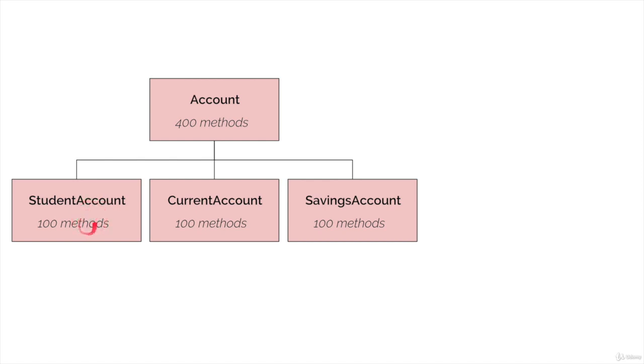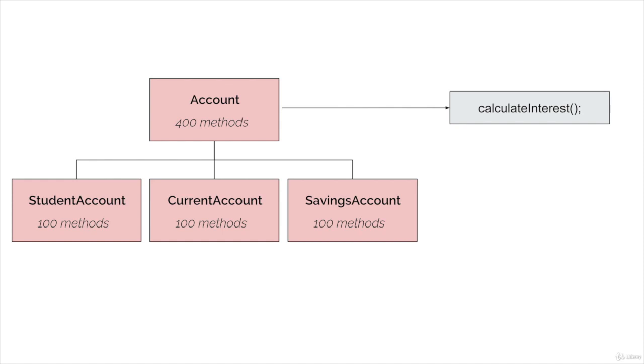For example, for student account you have to collect or validate the college name. So you don't need to put a validate college name method in the account class, but you can have the validate college name method only in student account, because validate college name is not applicable for current, savings and any other accounts you might add in future. So that's the reason you will have that particular method, which is specific to student account, in the student account class. So that's how you define it.